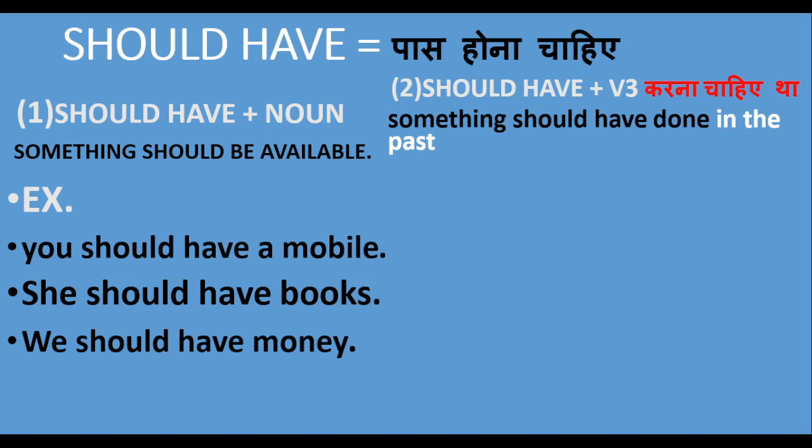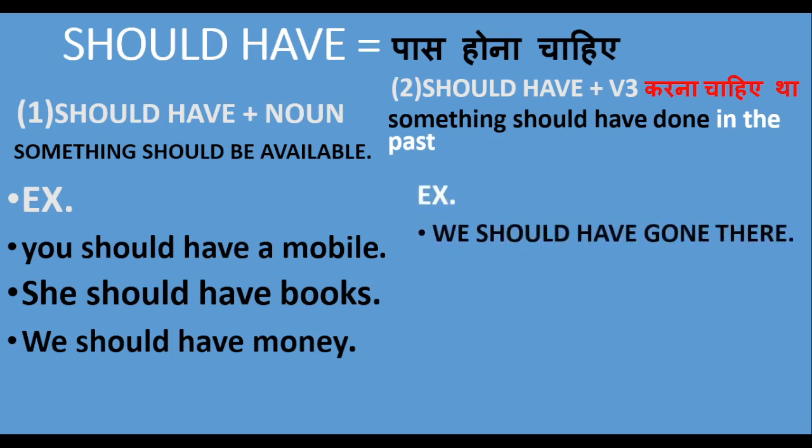So I hope you have understood should have plus noun. And let me show you my second one, should have plus verb third form. Should have plus verb third form can be used to show an action or regret of the past, which you have done or have not done. And for more clarity, I'm going to show you a few examples.